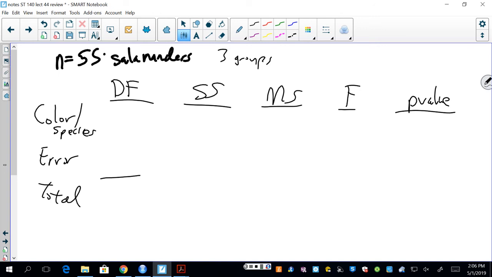What would be the degrees of freedom for groups? 3 minus 1, yeah, this is 3 minus 1, which is 2. Right. Error.